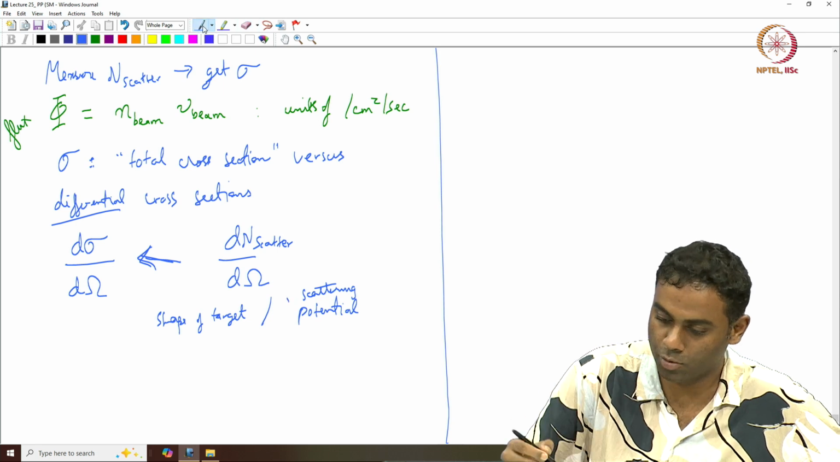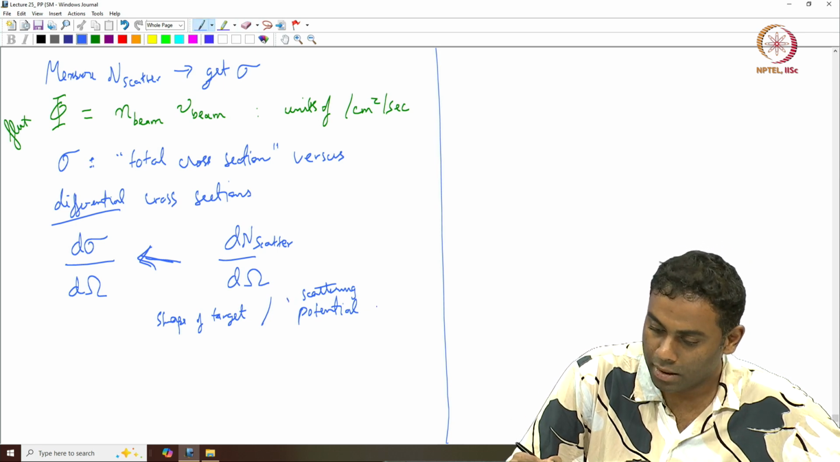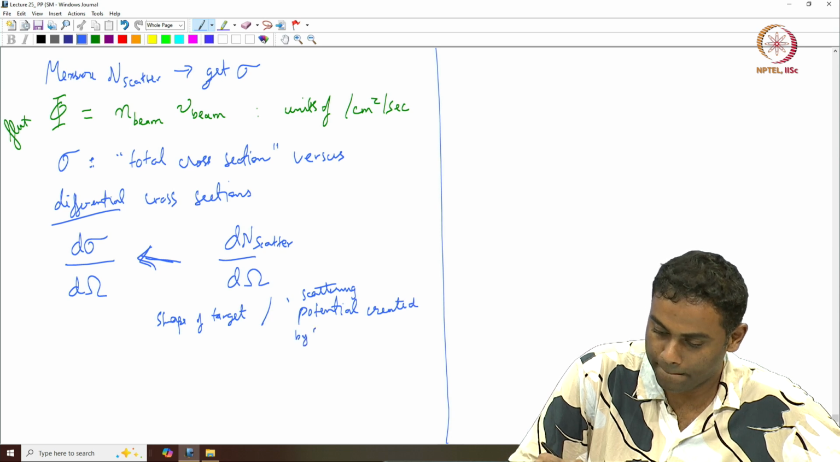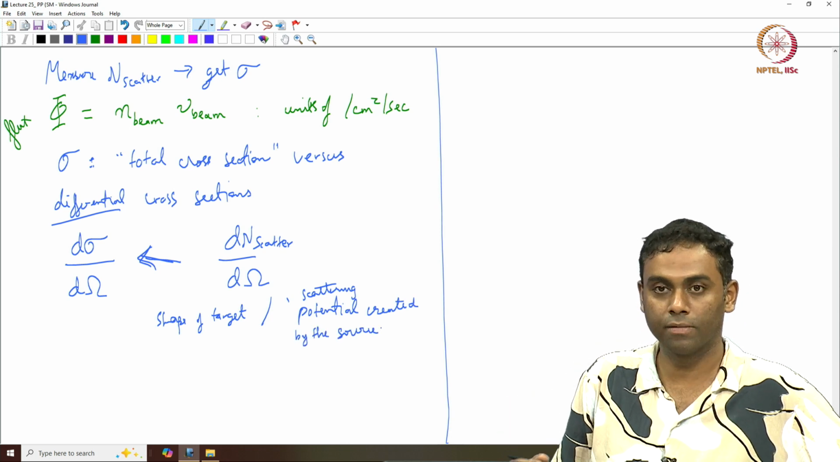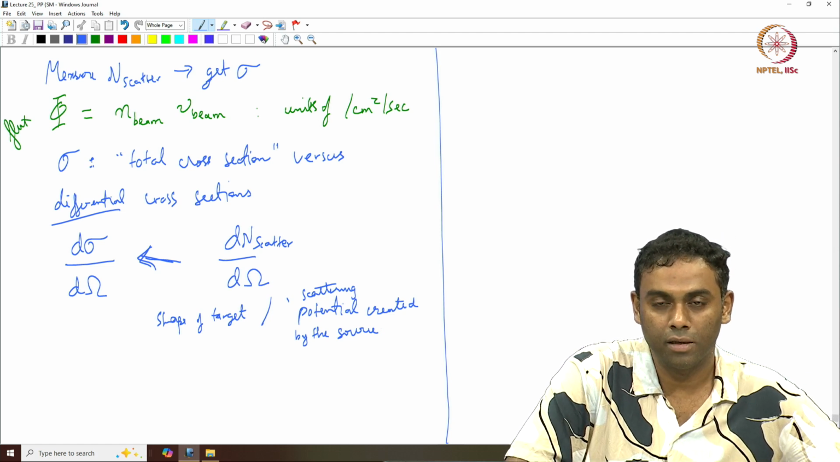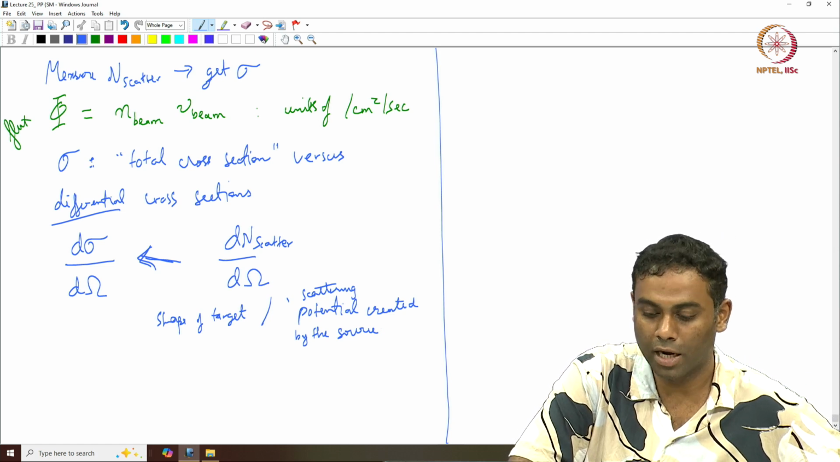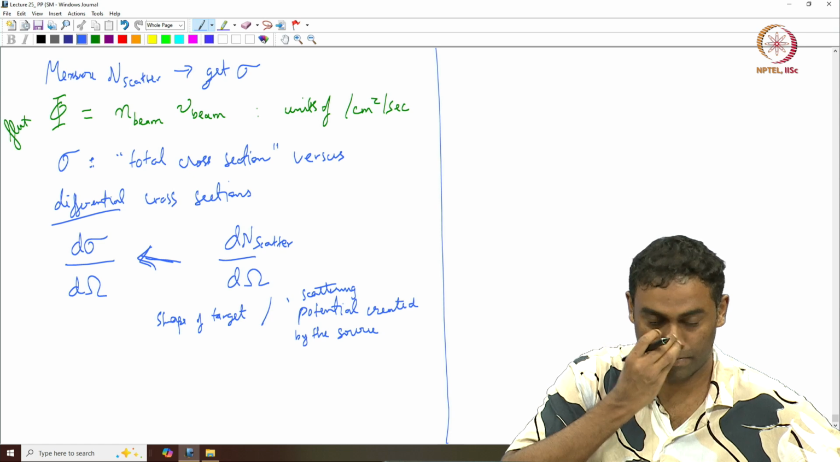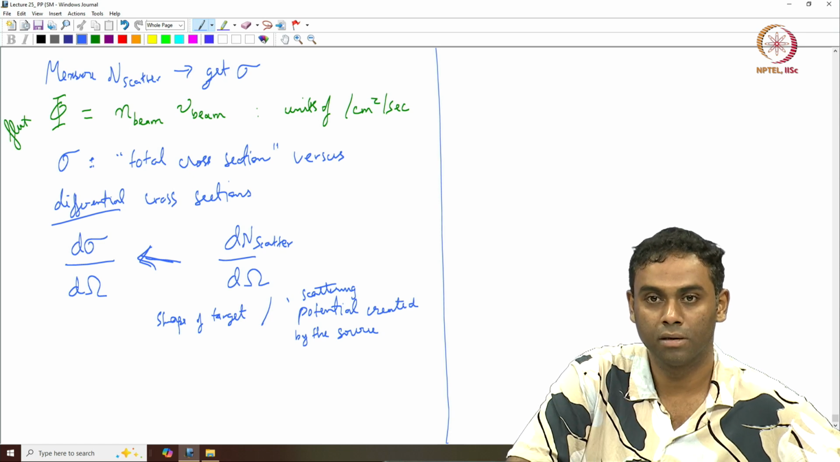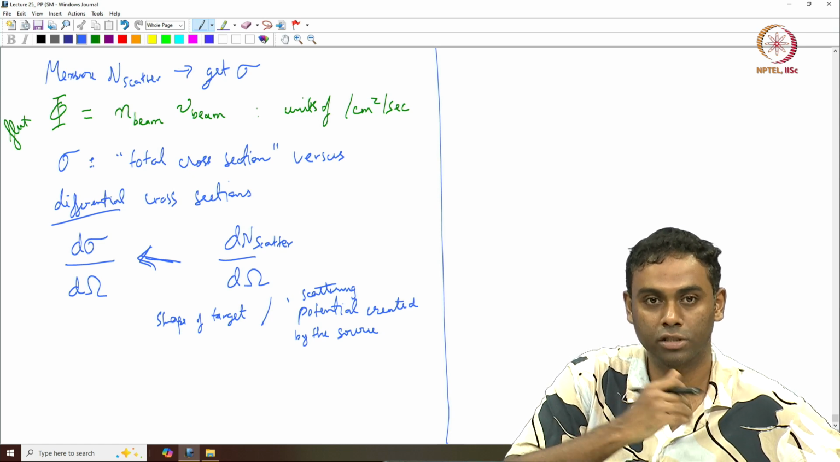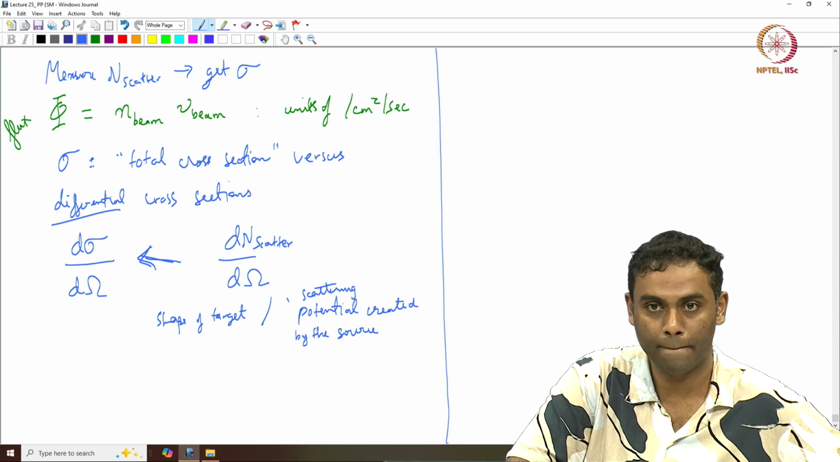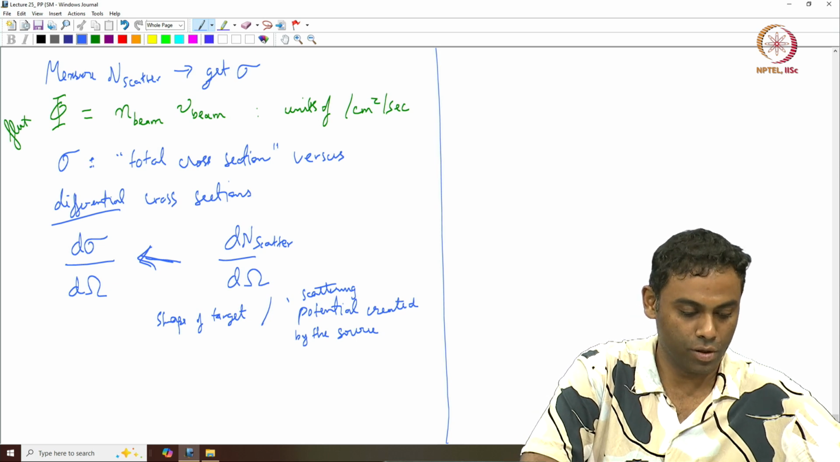So it tells you about the scattering potential created by the source. Remember, in quantum mechanics, when we studied scattering, we had to go through the scattering potential first, right? And that determined how you solve the Schrodinger equation and get the cross section. That's what we're talking about here. Okay.